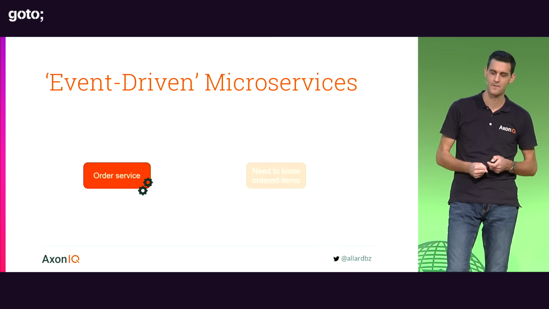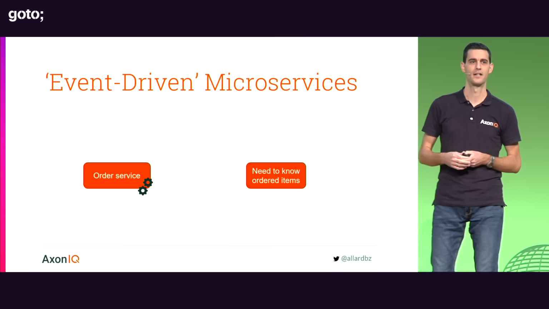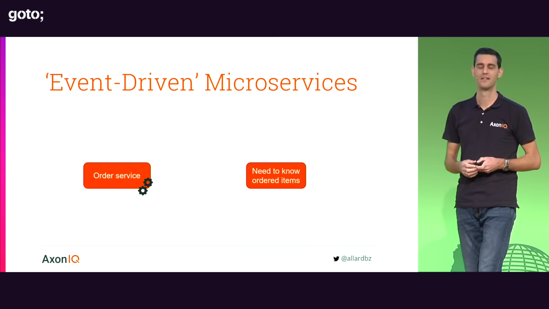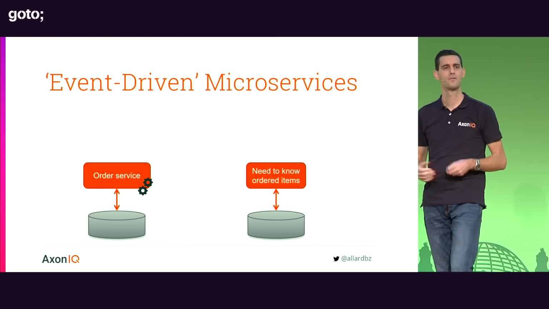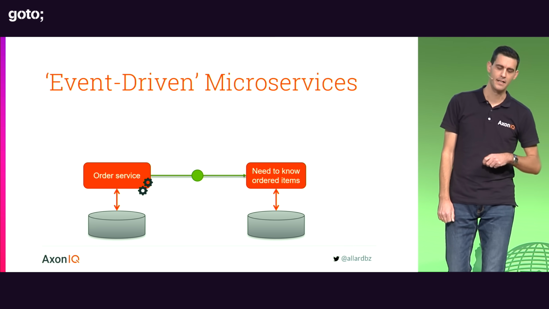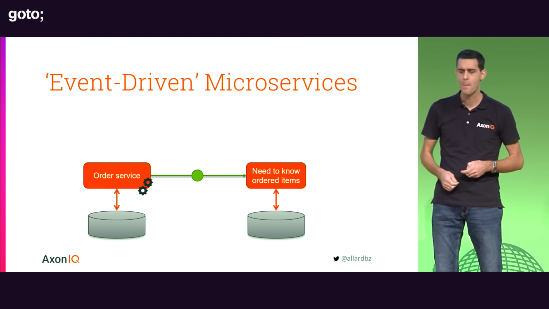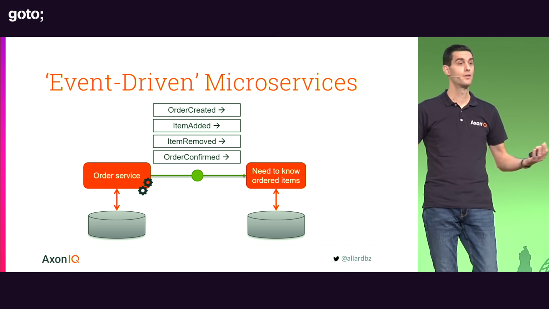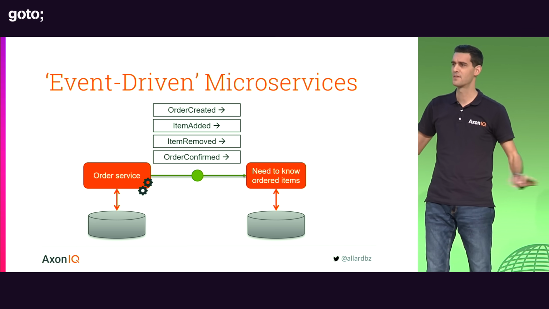There's an order service, and there's another service that needs to know about ordered items, right? This is probably a quite common scenario. Now imagine, of course, services have their own database, right? They're isolated, that's good so far. And there's a way for these services to communicate, which is all fine. Now, the order service emits events to notify other components that something has happened, right? So far, no problem, this is all good.